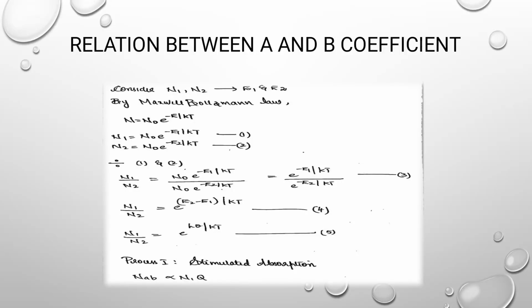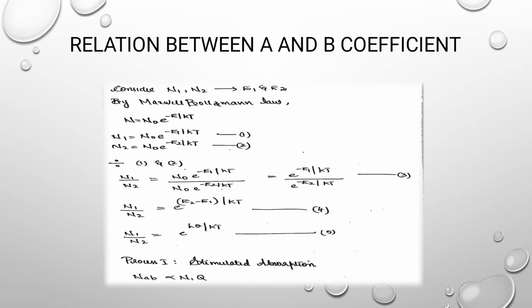By dividing equation 1 by equation 2, we get N1 by N2 is equal to N0 e raised to minus E1 by kT whole divided by N0 e raised to minus E2 by kT, which is equal to e raised to minus E1 by kT divided by e raised to minus E2 by kT. This can be written as e raised to E2 minus E1 by kT, which is equal to e raised to h nu by kT, where h nu is equal to E2 minus E1, the energy of a photon.